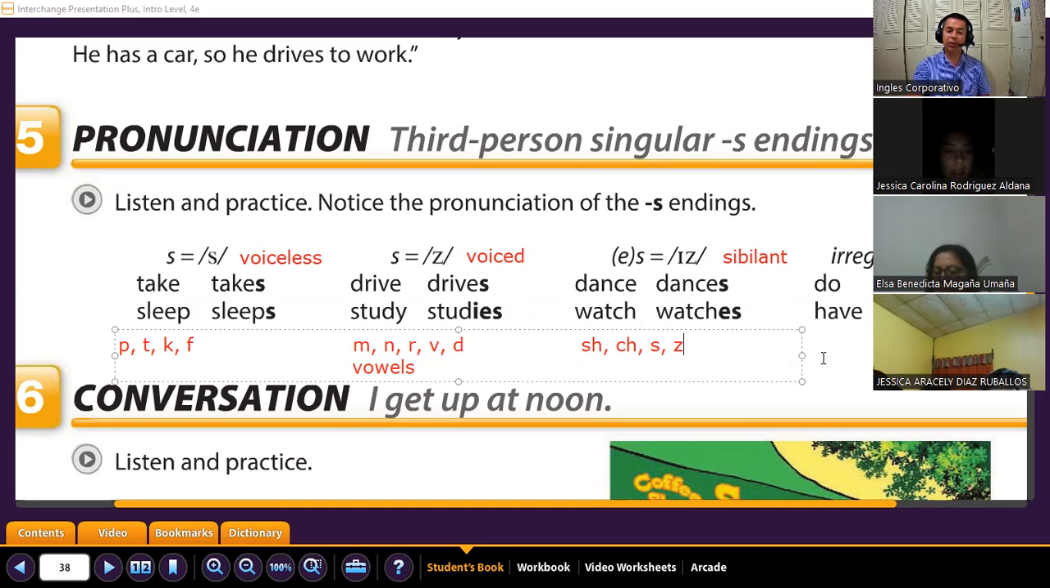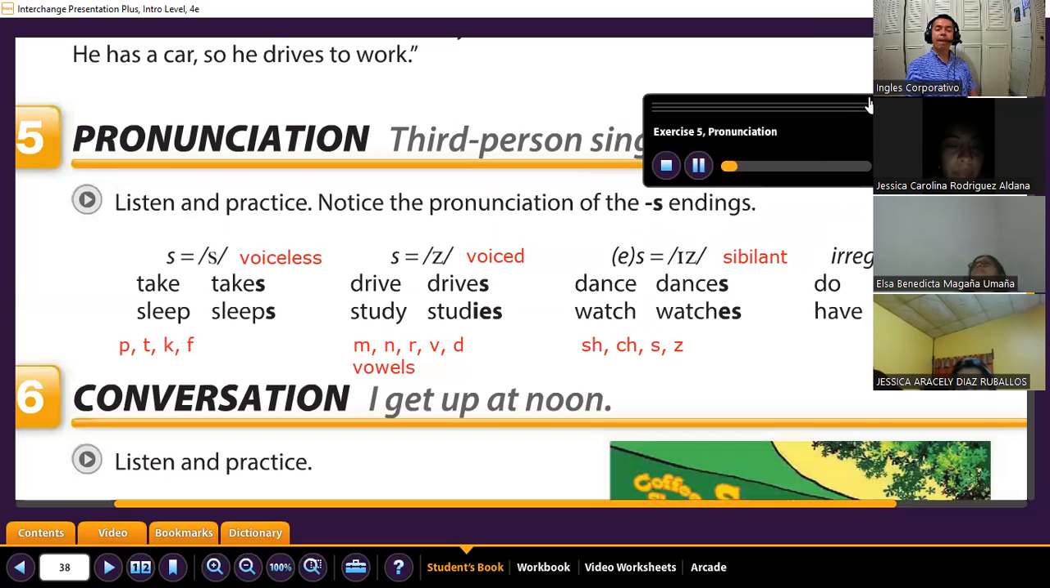We say dance, dances. Watch, watches. Right? So I say, I take the bus. She takes the bus. You sleep at night. My brother sleeps at night. We drive the car. My sister drives her car. I study English. She studies English. I dance all night. My friend dances all night. I watch football. Okay, Elsa watches the news. Watches the news. La noticia, right? Okay, listen to the audio, please.